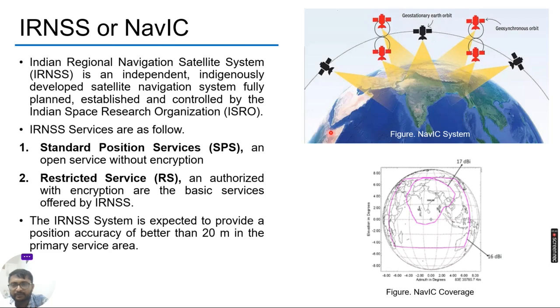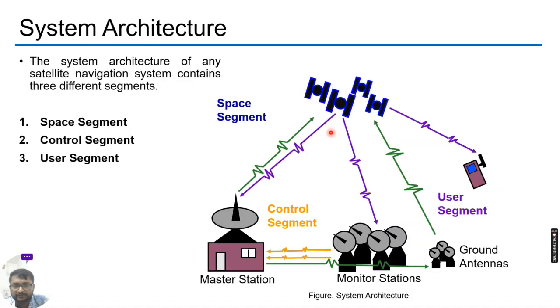And this particular constellation provides two types of service. One is the standard positioning service, which is open for civilian use cases, and the other is the restricted service, which is useful for military purposes. It is encrypted with their own codes, and because of that, it is useful for military operations.